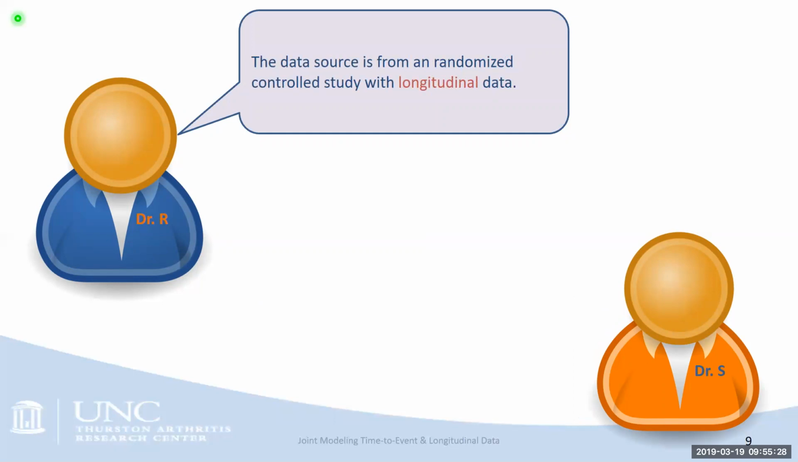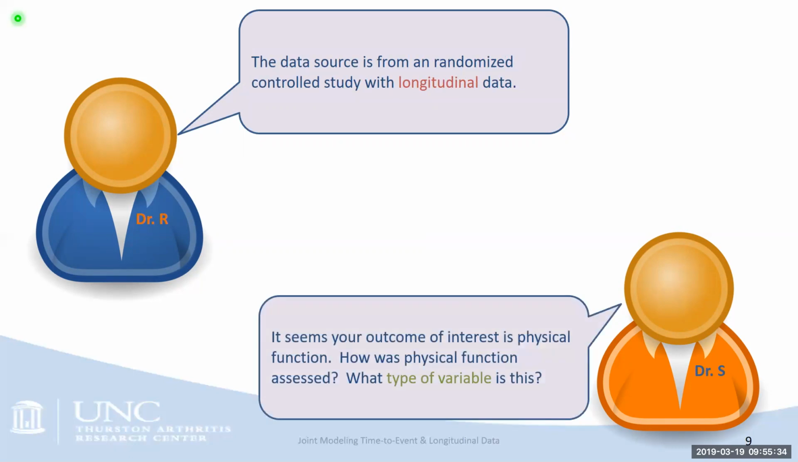So we learned from our researcher that the data is from a randomized controlled study with longitudinal data. And the statistician might continue by asking about the outcome. So for example, in this case, it seems like the outcome of interest is physical function. So the statistician might ask how physical function was assessed, and really what he's trying to get at is what type of variable this is.